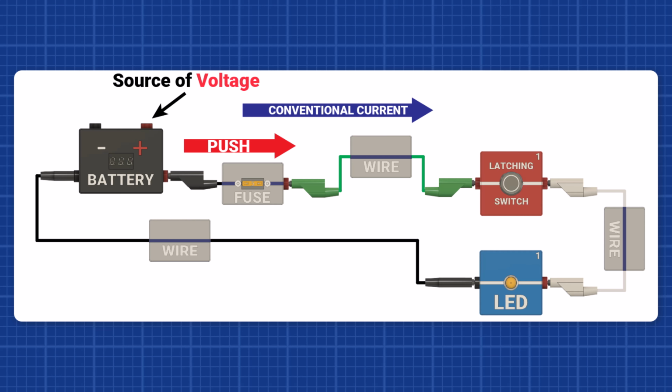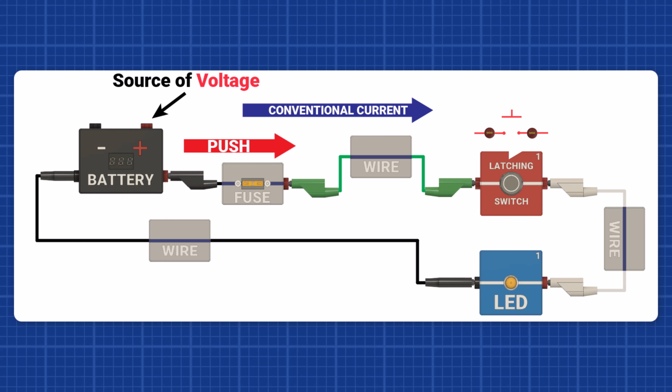Here's an example of a simple circuit. When the battery creates a potential difference, the excess electrons at the negative terminal are pushed through the wires and components towards the positive terminal. This flow of electrons powers devices like LEDs or motors. In this context of conventional current, this process is represented as current flowing from the positive terminal through the circuit back to the negative terminal.